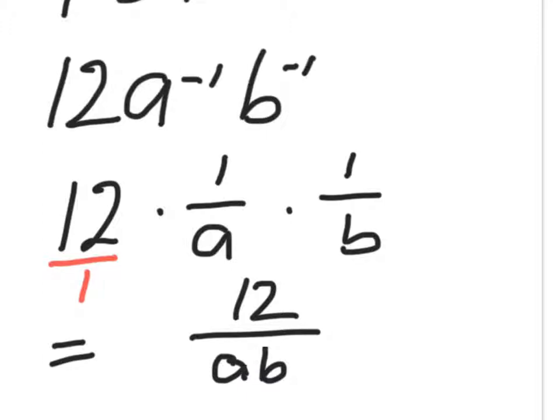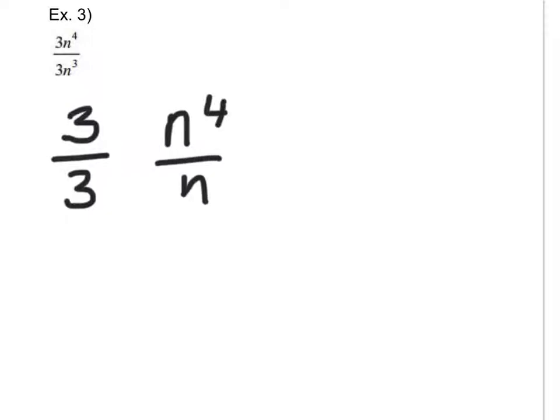Okay? So you multiply two letters which have different base numbers. You can't put them together, you just have to put them beside each other. Okay, a times b is just ab. Okay, so that way we've written our answer, no negative exponents in our answer.